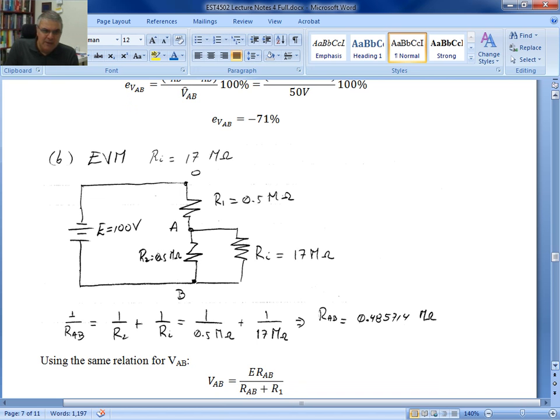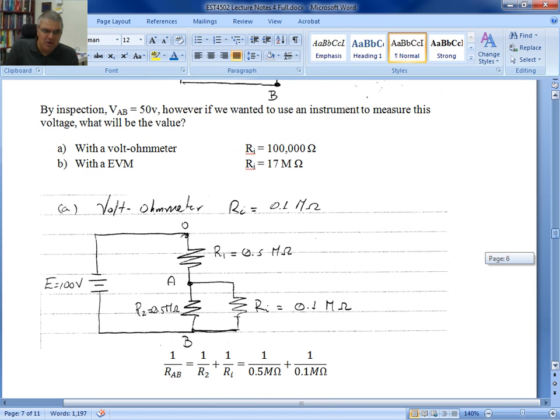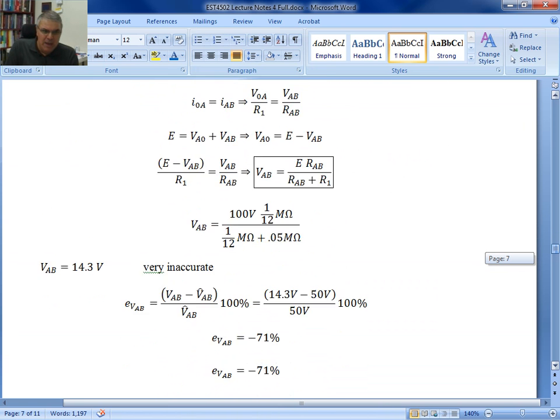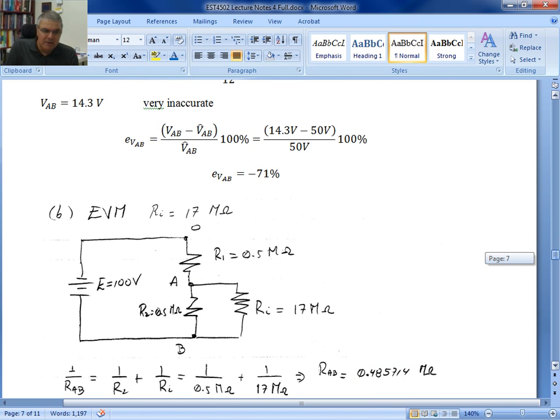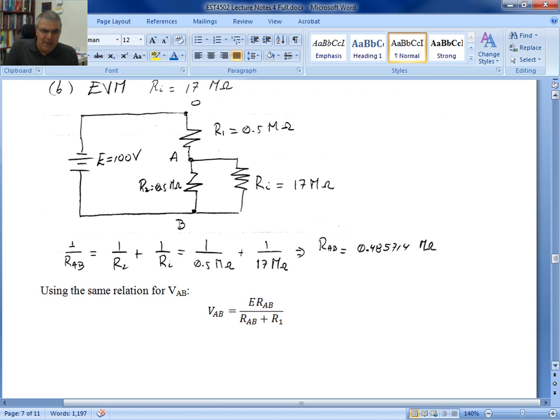R sub I is 17 given. Again, R1 and R2 is given. Note that the difference is in R sub I. In that case, R sub I was 0.1. Now the R sub I would be 17. Okay, same units. I don't repeat the units throughout the problem. 1 over R sub AB is equivalent to 1 over 2, it equals 1 over R sub 2 plus R sub I. As such, R sub AB would be 0.48571 for that same unit.